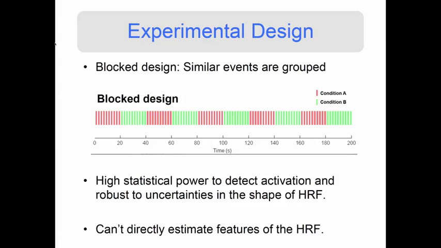So there's two main types of experimental design that we use in fMRI. The first is what's called a block design. Here, similar events are grouped together. So if we have two conditions, A and B, we would have A for 20 seconds in this example, B for 20 seconds, A for 20 seconds, B for 20 seconds. The contrast that we would be interested in looking at would be the difference between the signal during condition A versus during condition B. Now, these type of block designs tend to have high statistical power to detect activation and are robust to uncertainties in the shape of the hemodynamic response function, or the HRF. However, they're not very good at directly estimating features of the HRF.